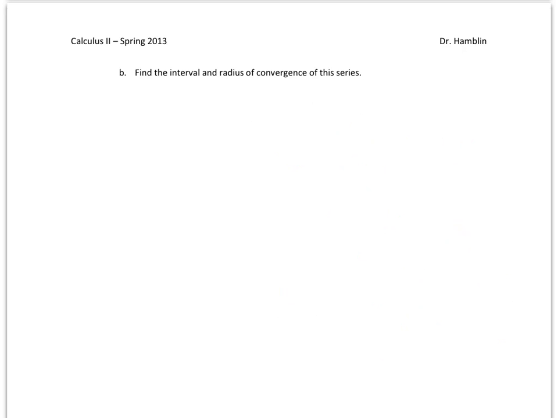For the next one, now we're looking for the interval and radius of convergence of this series. So again, the series, it's on the previous slide, so just to rewrite it here for you, was the sum from k equals 0 to infinity of x to the k plus 1 divided by 2 to the k times k factorial. Now remember that when we're doing interval and radius of convergence, we can usually use either the ratio test or the root test, but in this case we see a factorial, so we really shouldn't use the root test, we should use the ratio test. That's going to work out much better for us.